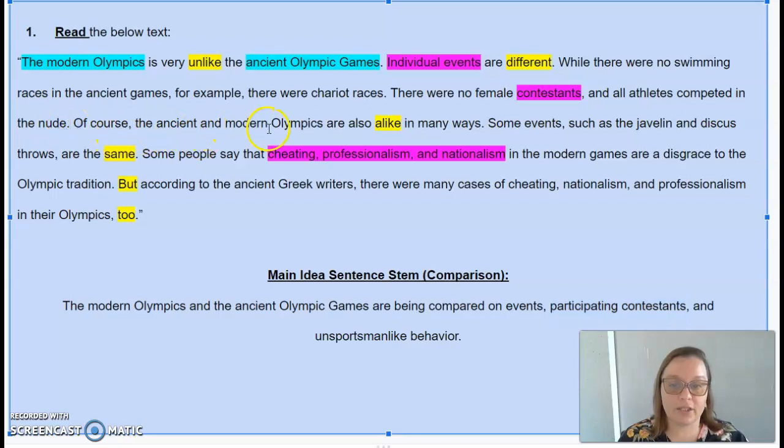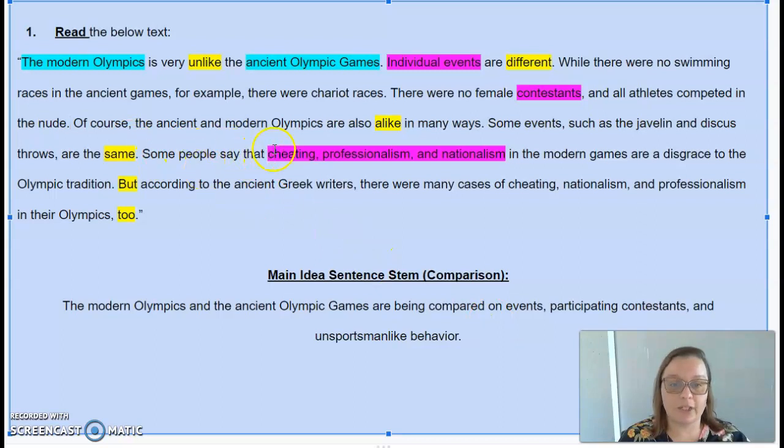Of course, the ancient and modern Olympics are also alike in many ways. Some events, such as the javelin and discus throws, are the same. So here they are looking at which events are the same. So that falls under the individual events, which I have already put in my main idea sentence stem, so I don't need to do that again.